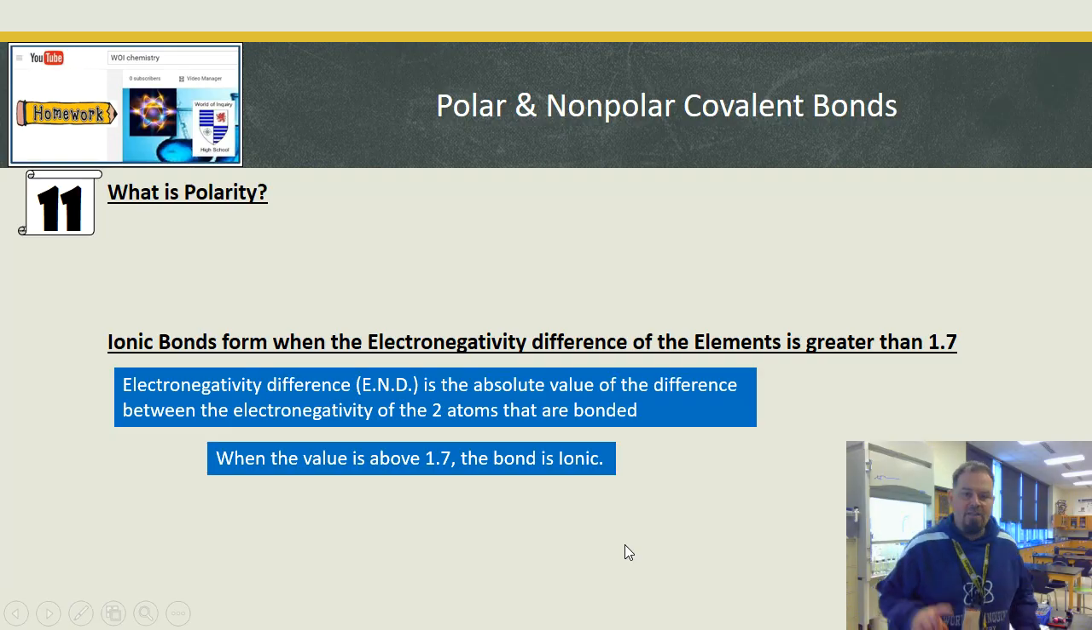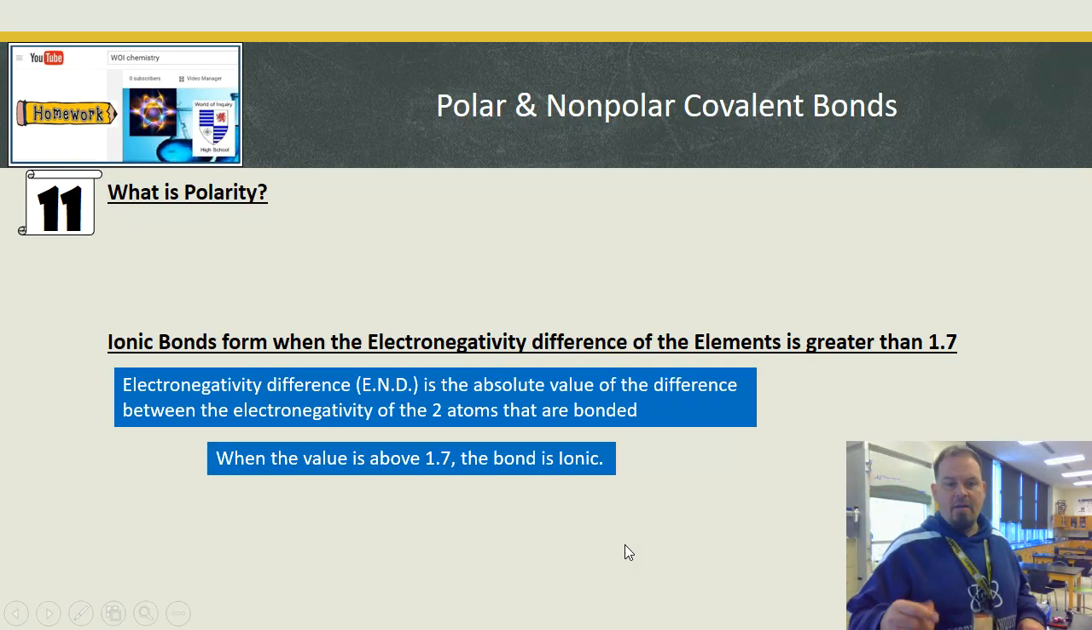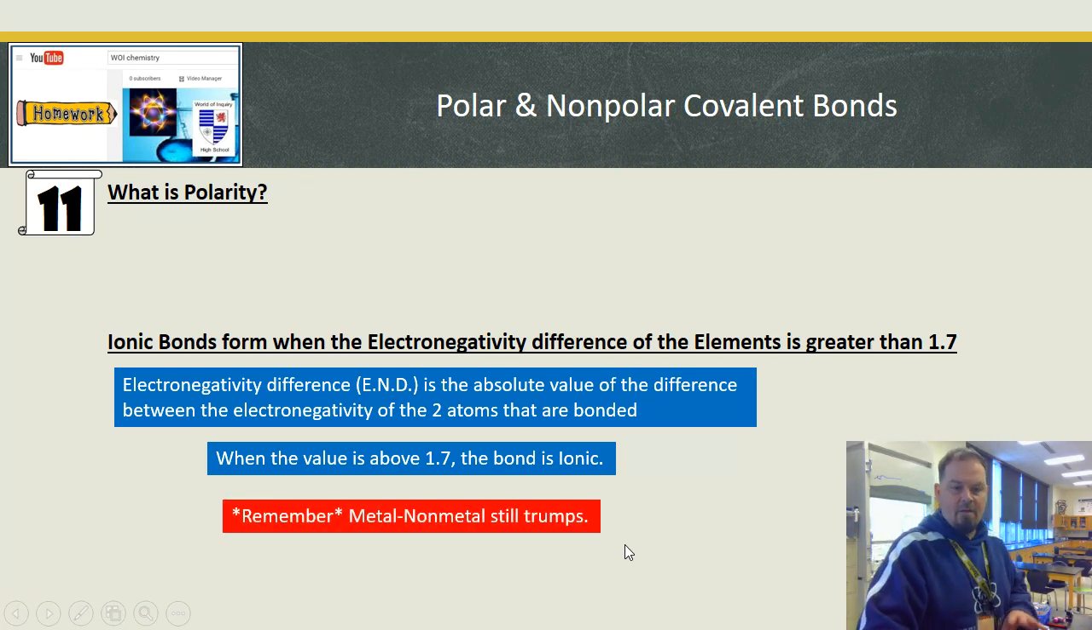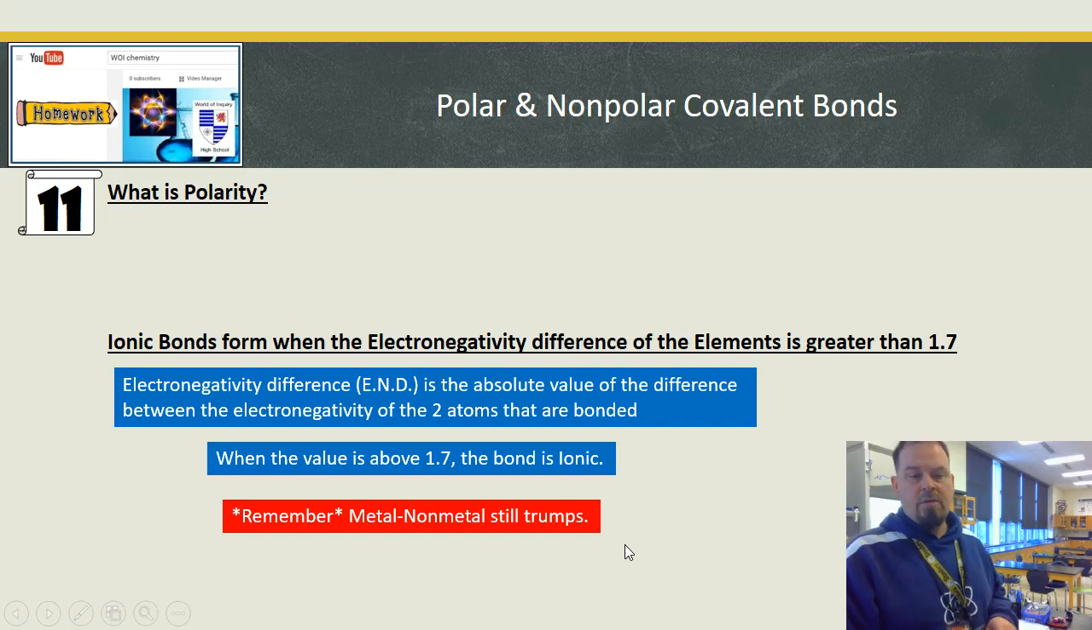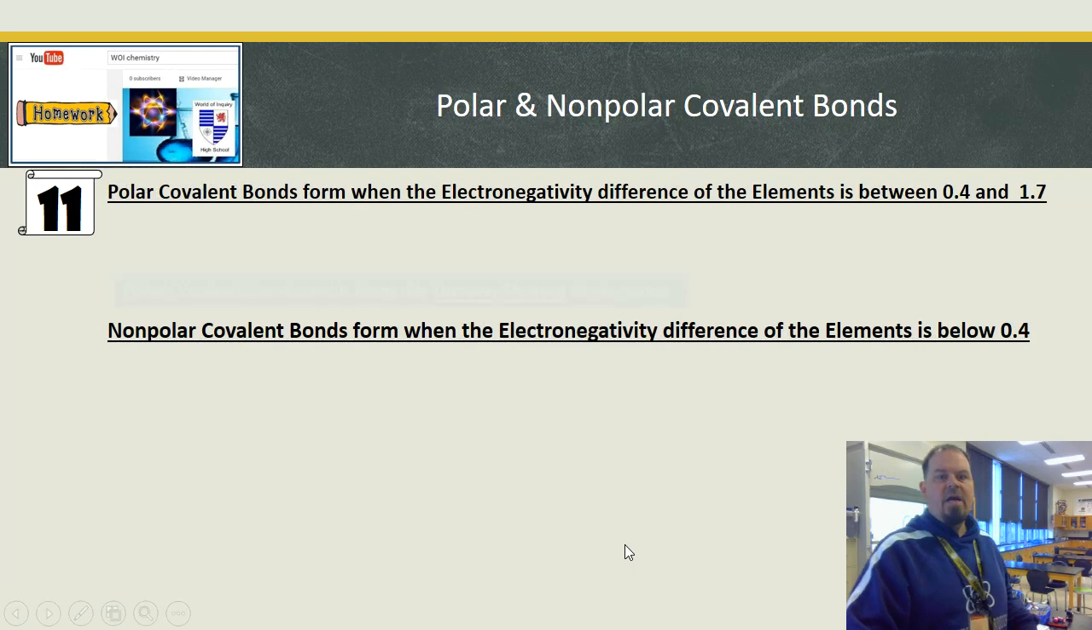So when I subtract the two electronegativity values of the two elements, let's say H and Cl, well, we look it up. H is this, Cl is this. Find the two numbers, we subtract, absolute value, so it's positive. Take that positive value, and if it's 1.7 or more, then it's ionic. And remember, metal and non-metal still trumps. Okay, so regardless, if you get a metal and a non-metal, it is still ionic no matter what the electronegativity is, but we have some different ones.